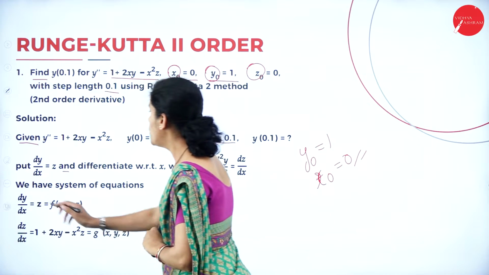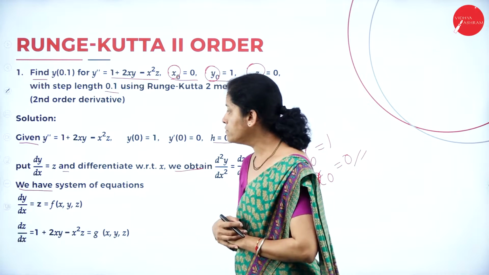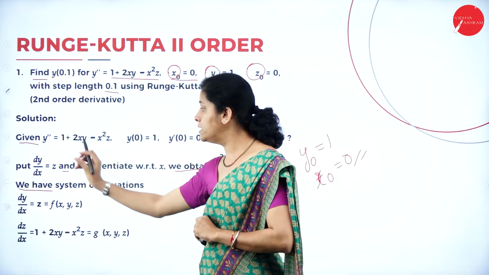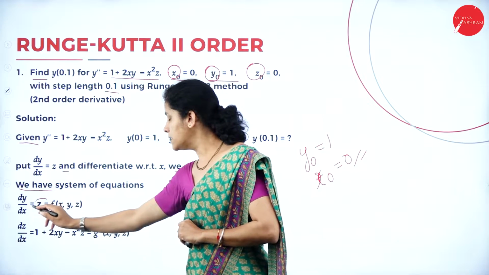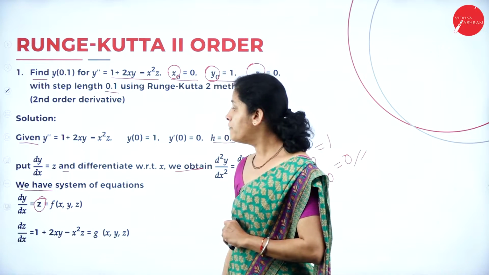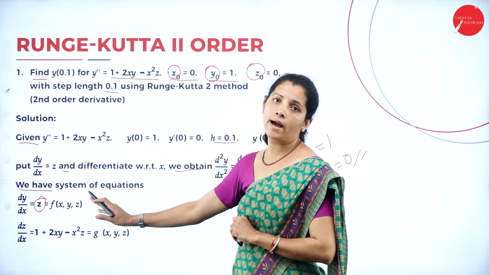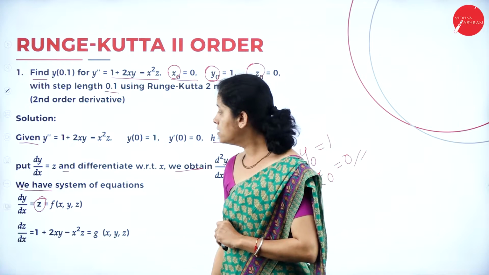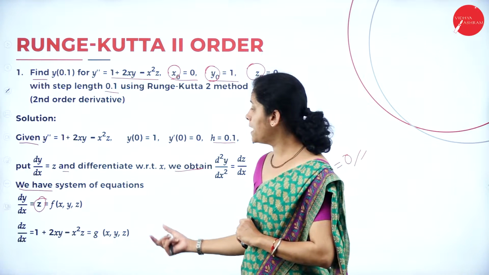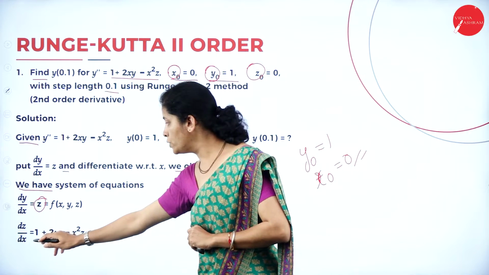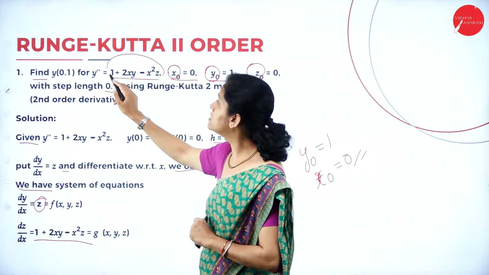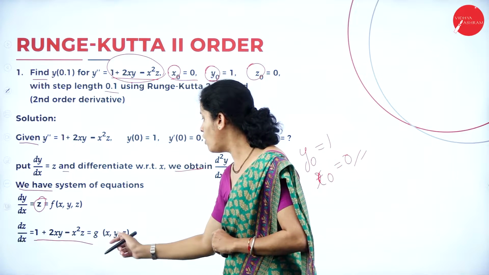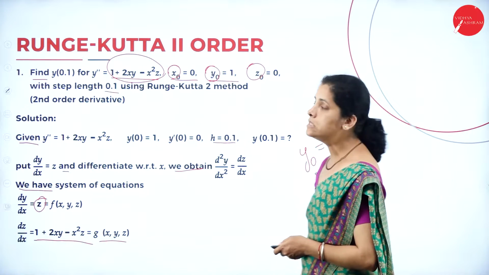Now see here, when I have a system of equations, my first derivative is dy divided by dx, that is nothing but this z, that is a function of x comma y comma z. And if I consider dz divided by dx, this is my second derivative, then I'm going to have the function. So what is the function I got in my question? That's nothing but g of x comma y comma z.